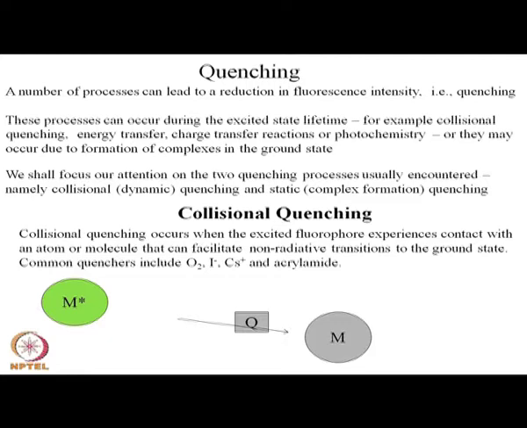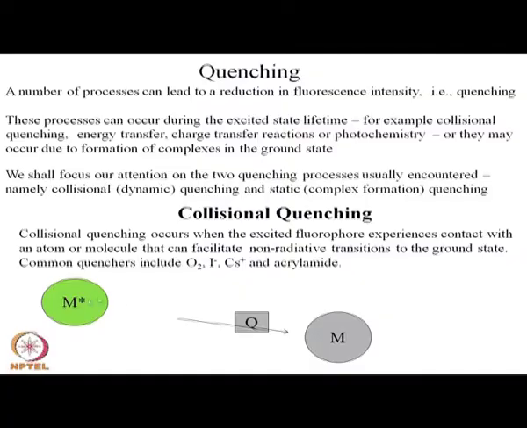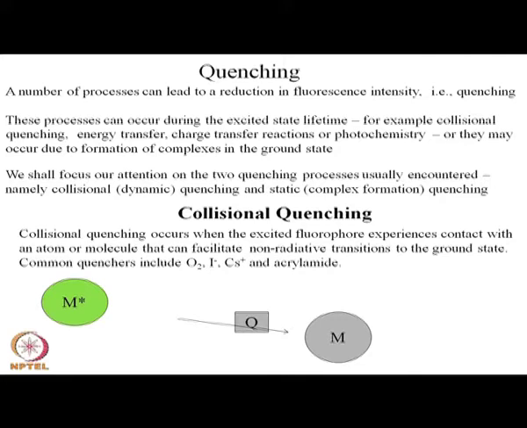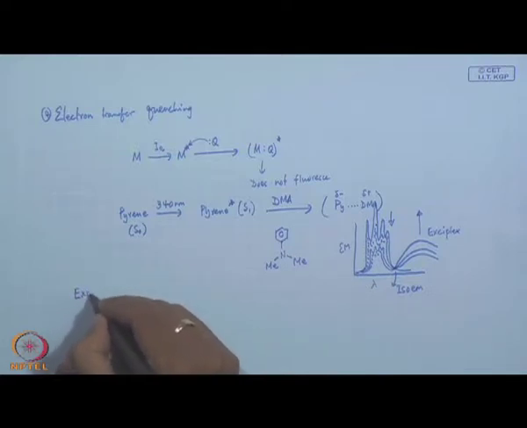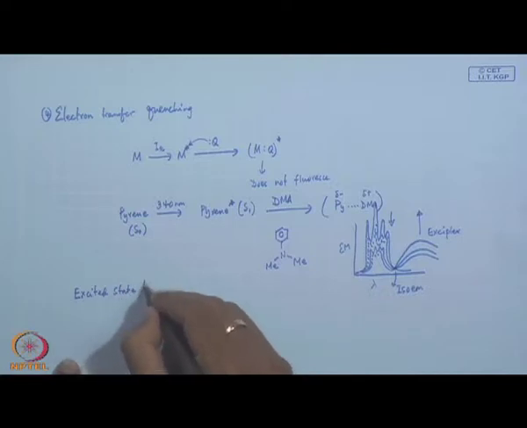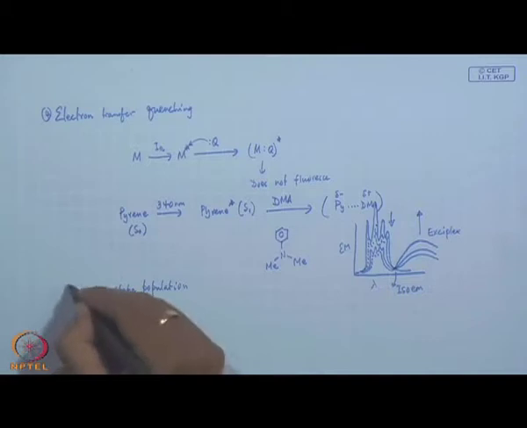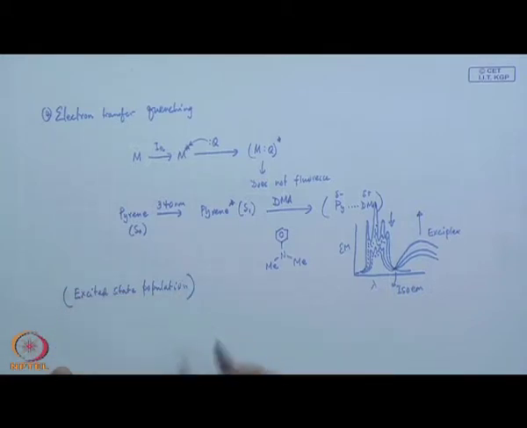Among the different halides, iodide is the strongest quencher, because it is a heavier atom, a heavier ion. That is why it is a very efficient quencher. So, M star, then the quencher, there is contact between M star and the quencher, and thereby it facilitates the non-radiative transition to the ground state. So, basically you have the excited state population, and you have given a pinch of iodide, I minus.